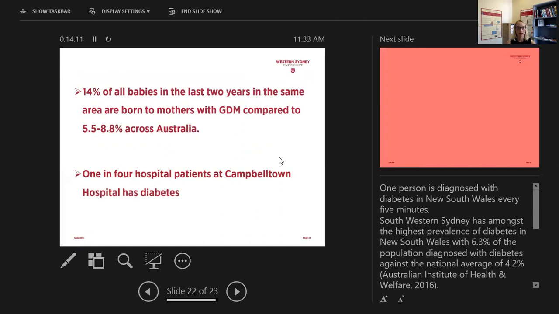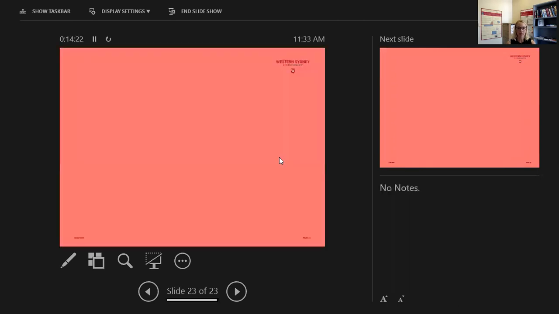We also know that 1 in 4 hospital patients in Campbelltown has diabetes. Again, thinking about those chronic conditions and those risk factors and how that relates to us right here in our backyard.